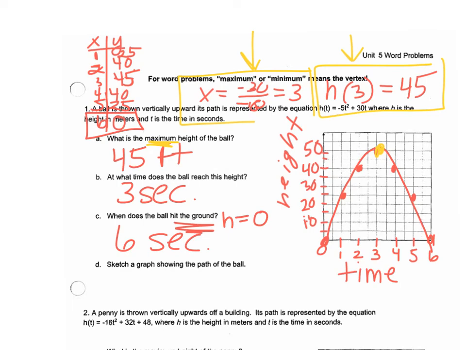When I made my table originally, I only went to 5, so that means the ball hadn't hit the ground just yet. So I tried going to 6 to see if the ball had hit the ground at 6 seconds, and it did because the height was 0. So to answer this question, use a table and keep going until the height is equal to 0.